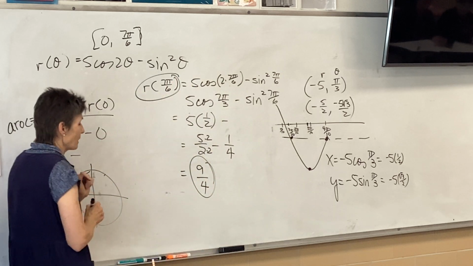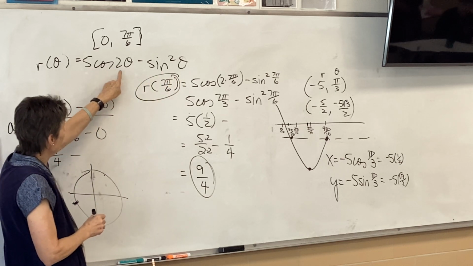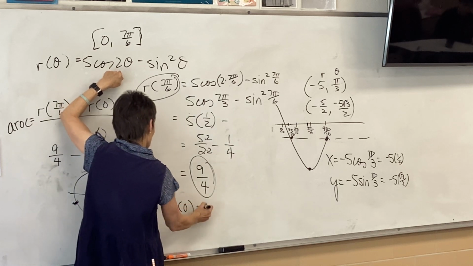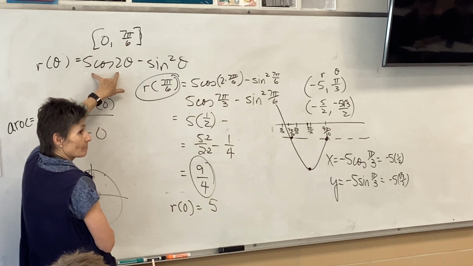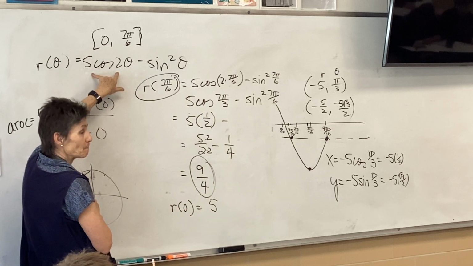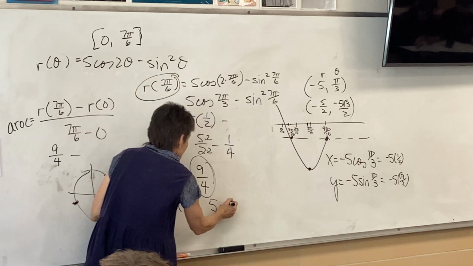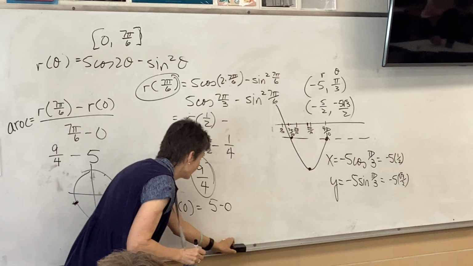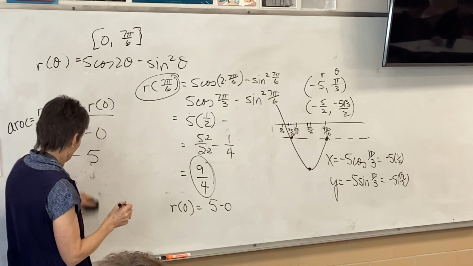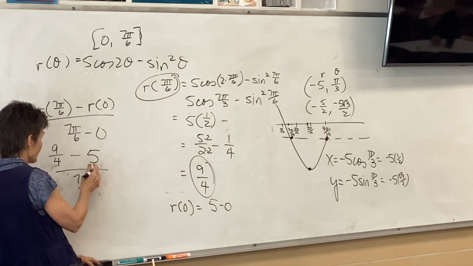9/4 minus, okay, now we're gonna do it again. I'm gonna put zeros in. What's the cosine of 0? Cosine of 0 is 1, so this is just gonna be 5. Everybody okay with that? What's the sine of 0? 0. Squared is still just 0. So r of 0 is 5. And that is the whole numerator, and that's over 7 pi over 6.